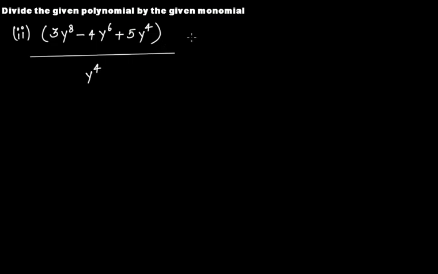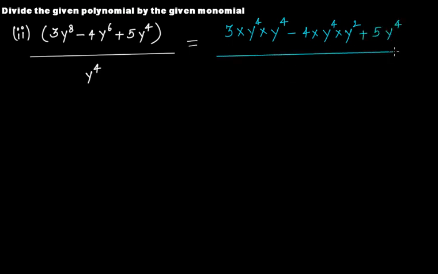Okay, now in this case again you can solve by two ways. The first way is the quicker way. This is y raised to the power of 4, this is y raised to the power of 6, this is y raised to the power of 8. So we can write this as 3 multiplied by y raised to the power of 4 multiplied by y raised to the power of 4, minus 4 multiplied by y raised to the power of 4 multiplied by y raised to the power of 2, then plus 5y raised to the power of 4, and divided by y raised to the power of 4.